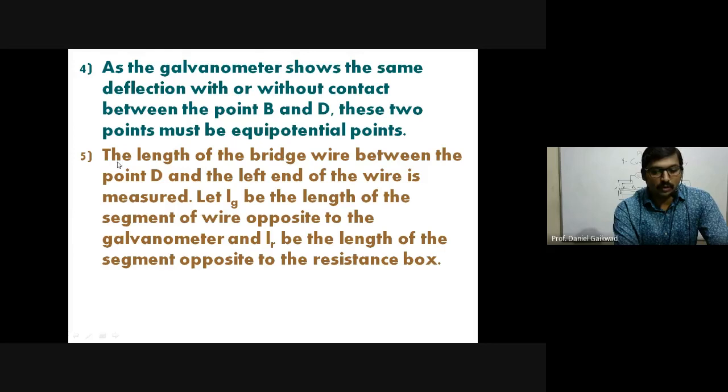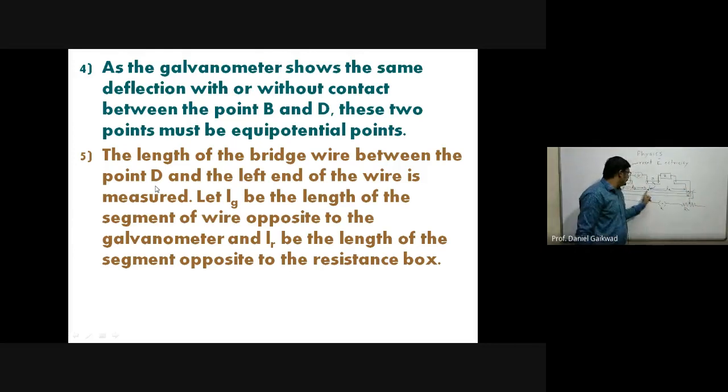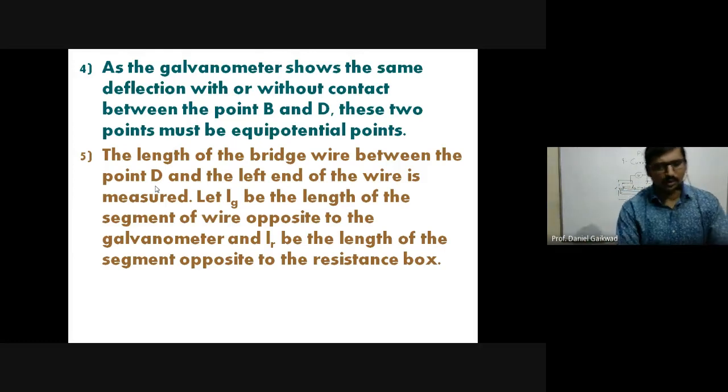Now the 5th point: the length of the bridge wire between point D and the left end of the wire is measured. Point D and the left end of the wire, that we call LG, we have to measure here. And the corresponding right hand side is taken as LR. Now check carefully. Let LG be the length of the segment of wire opposite to the galvanometer, as already explained, and LR be the length of the segment opposite to the resistance box.